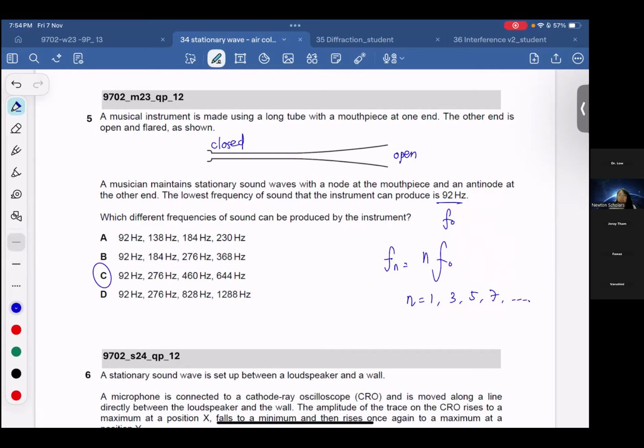You must identify what the case is right now. One end open, one end closed. So we need to follow this. The frequency should be n times the fundamental frequency, but here the n is only an odd number. Okay, is it okay? If okay, we go to question number 6.